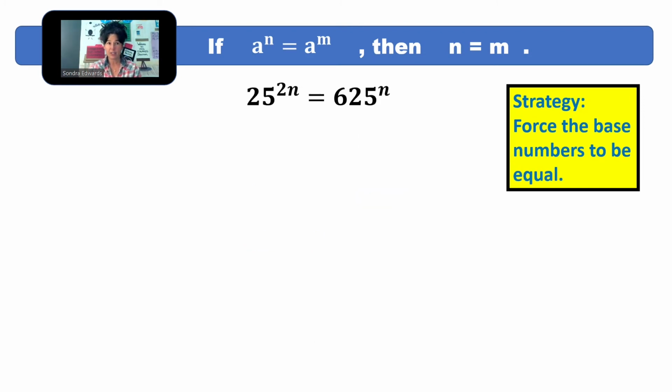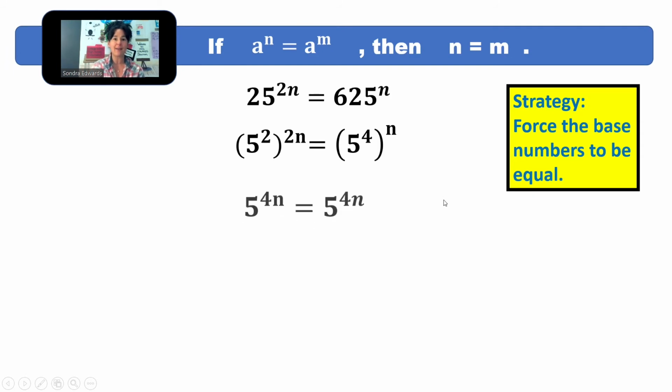We are going to force those bases to be the same. I'm going to go with 5 as my base this time. 5 squared is 25, and 5 to the 4th is 625. You could have gone with base 25 and rewritten 625 as 5 squared. You'll end up with the same answer in the end. Just want those bases to be the same. On both sides, power to a power. Multiply. So 2 multiplied by 2n is 4n, and 4 times n is 4n.